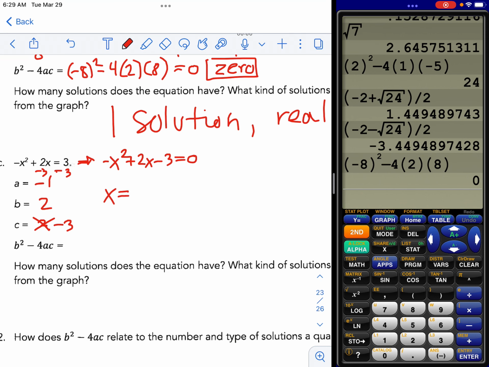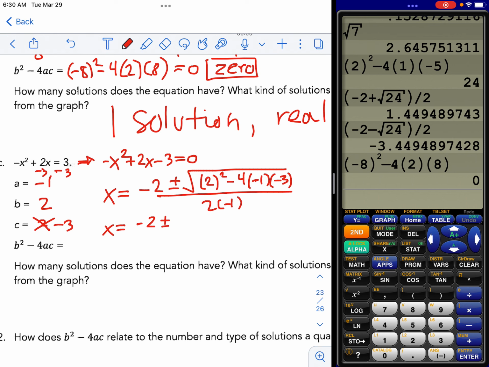And calculating the quadratic formula here, opposite of b is negative 2, plus or minus the square root of b squared, 2 squared, minus 4 times a, which is negative 1, times c, which is negative 3, all over 2 times a, 2 times negative 1. And so here we have minus 2 plus or minus. Let's see what this discriminant is. So then we're going to calculate this discriminant. All right, we know that goes down there.